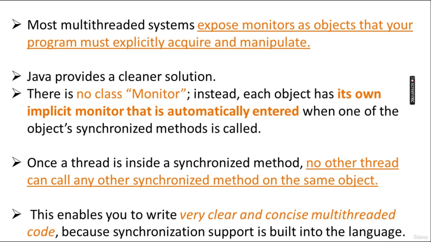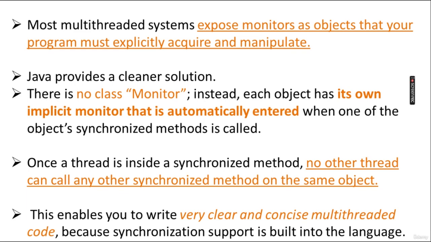Once a thread is inside a synchronized method, no other thread can call any other synchronized method on the same object. So each and every object has its own implicit monitor, and it is automatically entered. Once a thread is inside that synchronized method, no other thread can call any other synchronized method on the same object, like a monitor. This enables you to write very clear and concise multi-threaded code because synchronization support is built into the language.